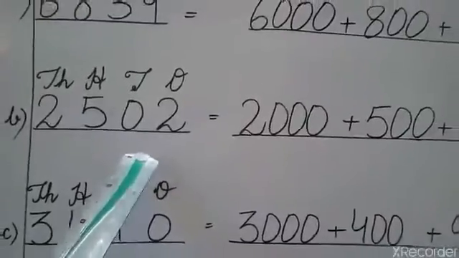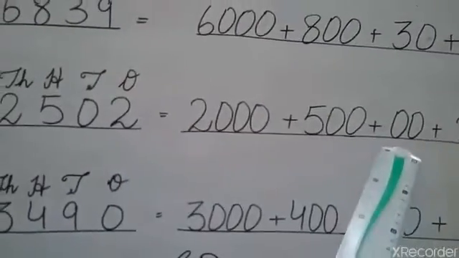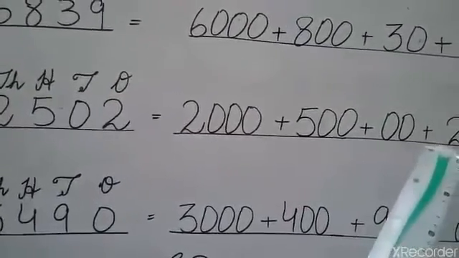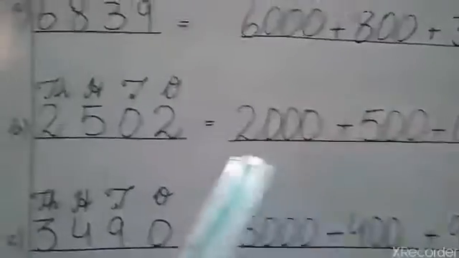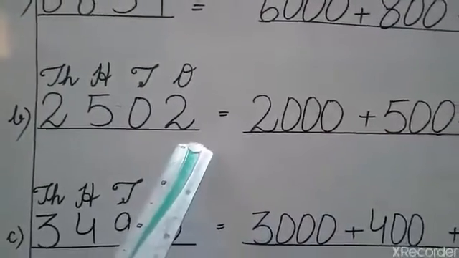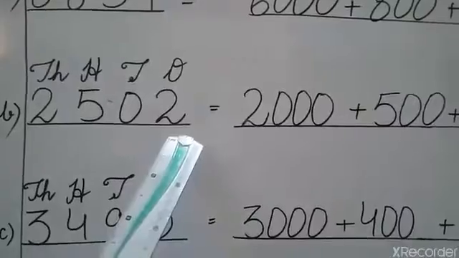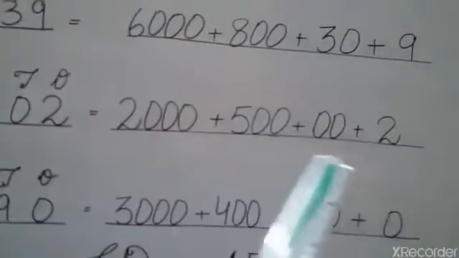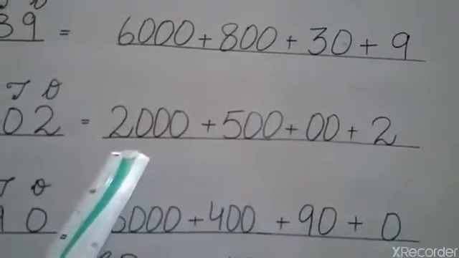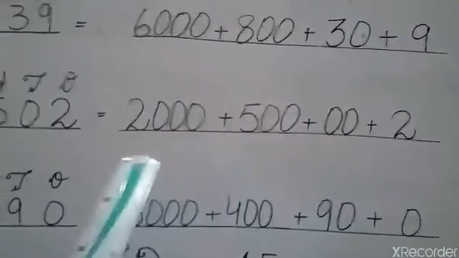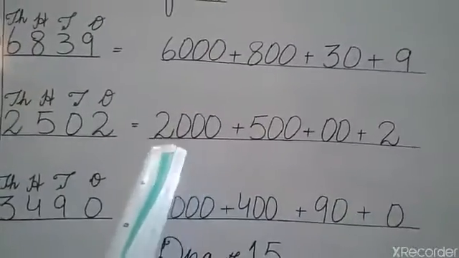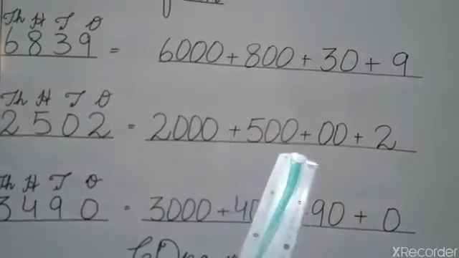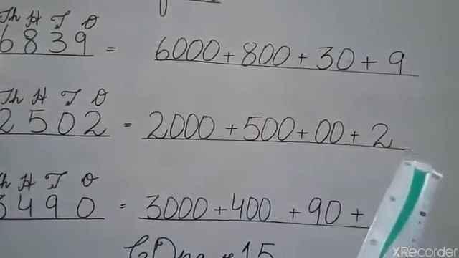In tens we have 2 digits, so that's why we write 20, and then again we write the sign of plus. Next digit is 2 and the place value of this 2 is ones. In ones we write single digits, so we write just 2. So it is the expanded form of 2502: 2000 plus 500 plus 0 plus 2. Now we start part C.